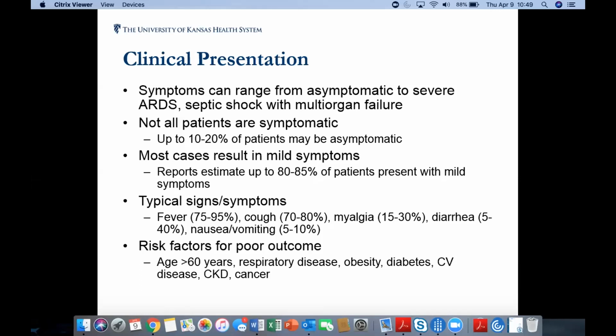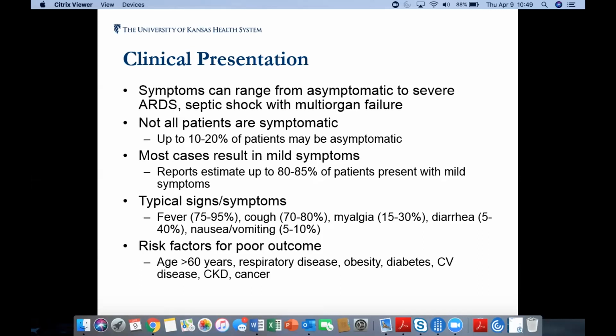So individuals greater than 60 years of age, respiratory disease is a huge risk factor. Obviously, it's a respiratory viral illness. Someone with pre-existing respiratory disease is at very high likelihood of a poor outcome. Diabetes, cardiovascular disease, chronic kidney disease, cancer are all independent risk factors for severe disease progression.